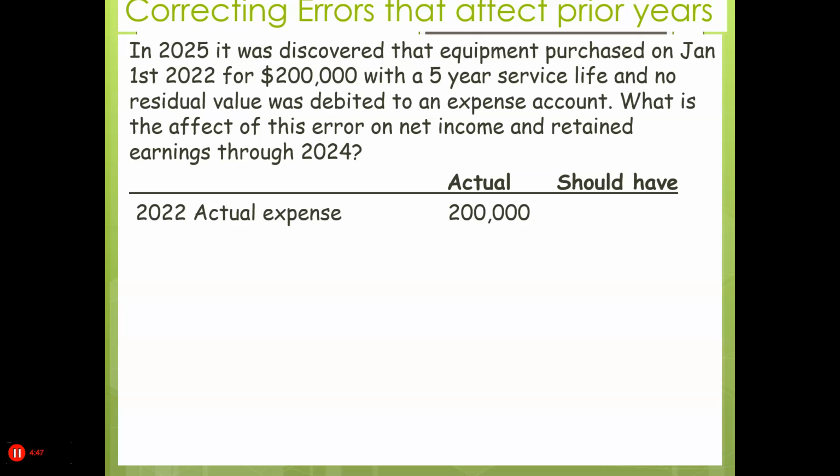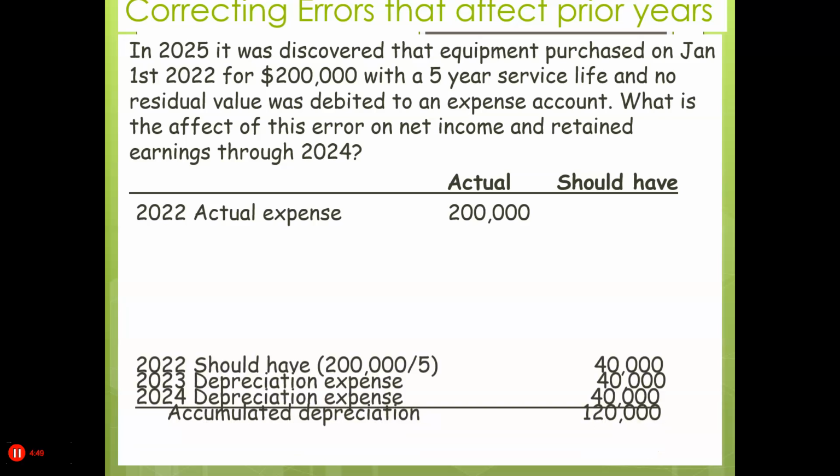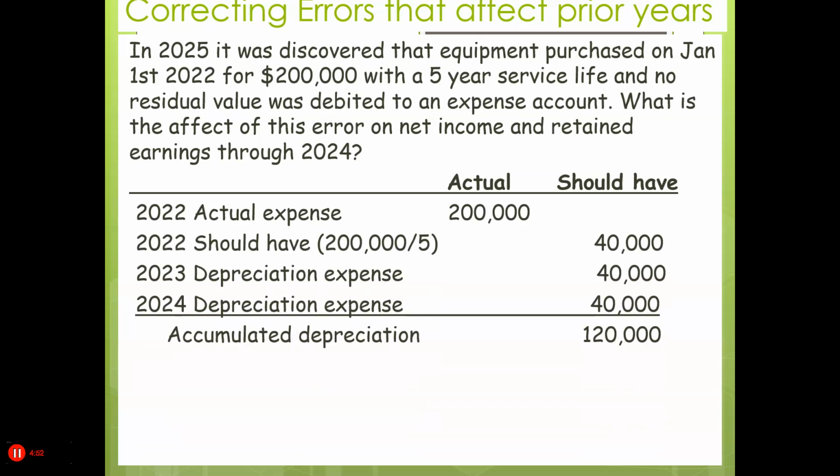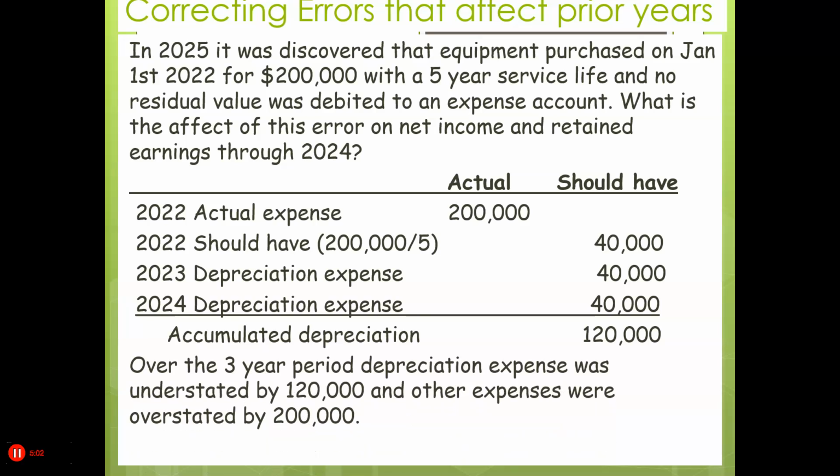So we had expenses shown in 2022 of $200,000, and what they should have shown is $40,000, and then for the other years, it should have shown $40,000 a year. So, over the 3-year period, depreciation was understated by $120,000 and other expenses were overstated by $200,000.